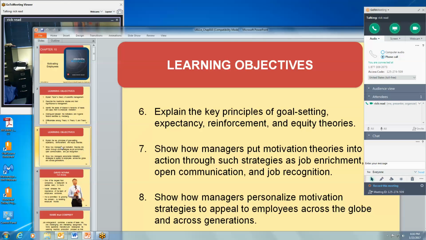We'll look at the key principles of goal setting, expectancy, reinforcement, and equity theories of motivation. We'll look at how managers put the motivation theories into action. That's the strategies using job enrichment, open communication, and job recognition. And then finally, we'll show how managers personalize motivation strategies to appeal to employees across the globe and across generations. All right, so let's move into chapter 10.